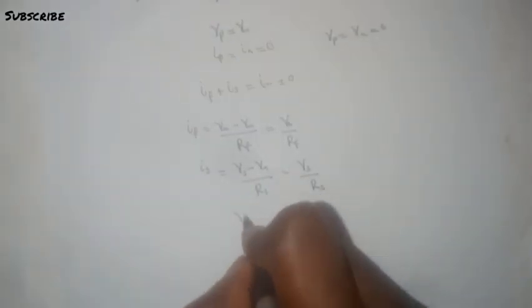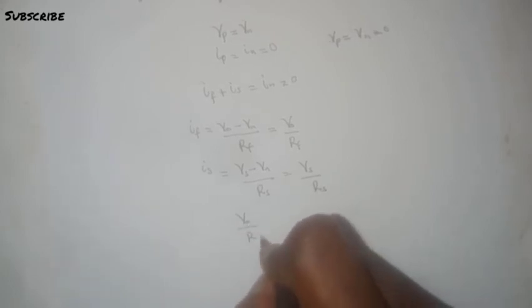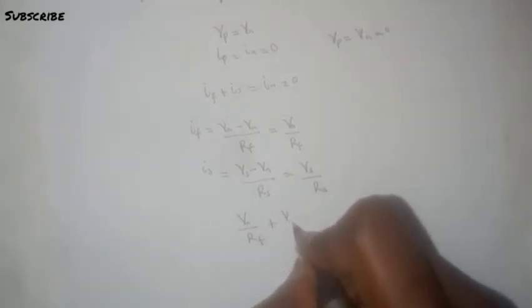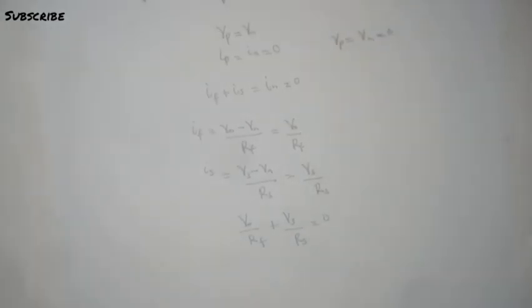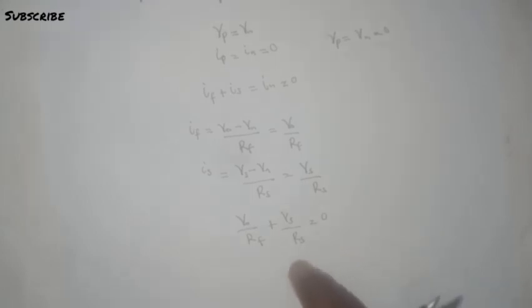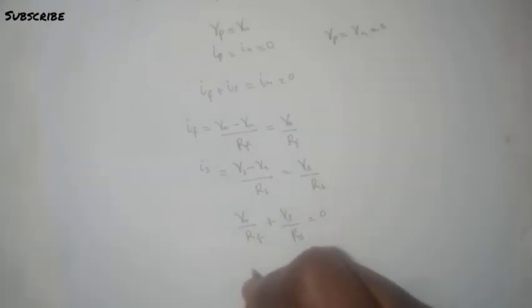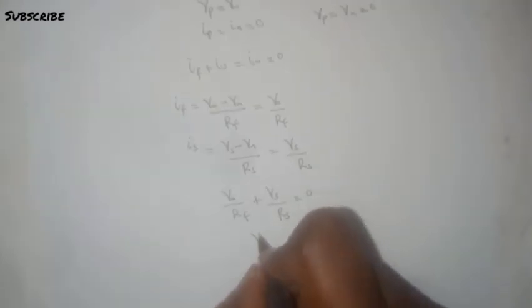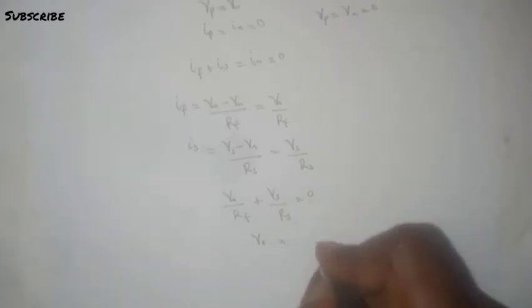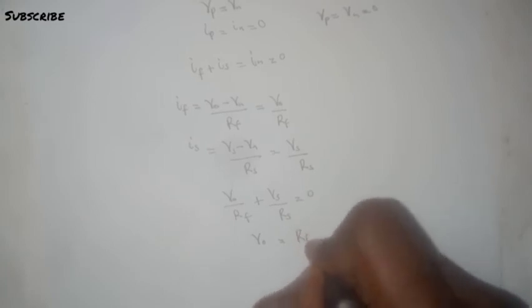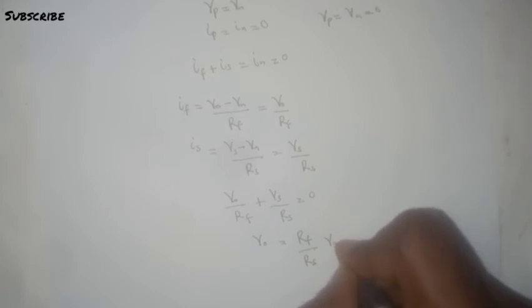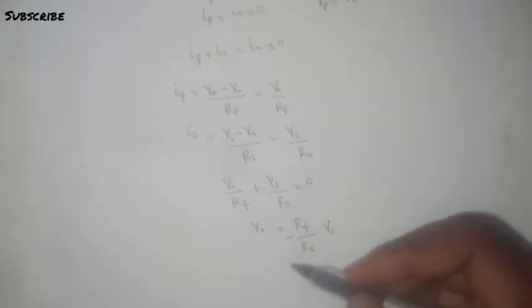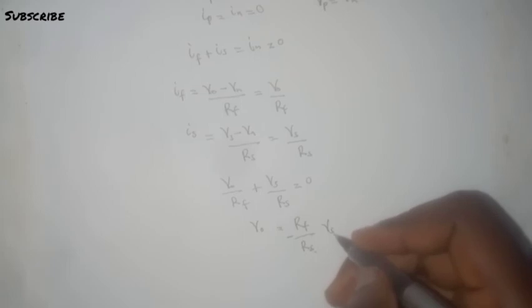Then we can rewrite this equation as V naught over Rf plus Vs over Rs equals 0. Very interesting. Then the next thing we want to do is make V naught the subject. Making V naught the subject, we arrive at V naught equals minus Rf over Rs multiplied by Vs.